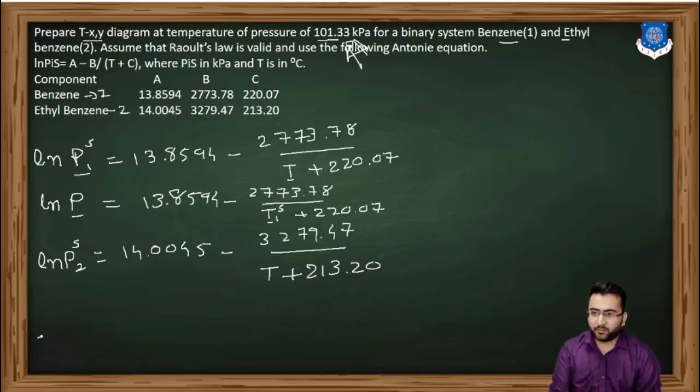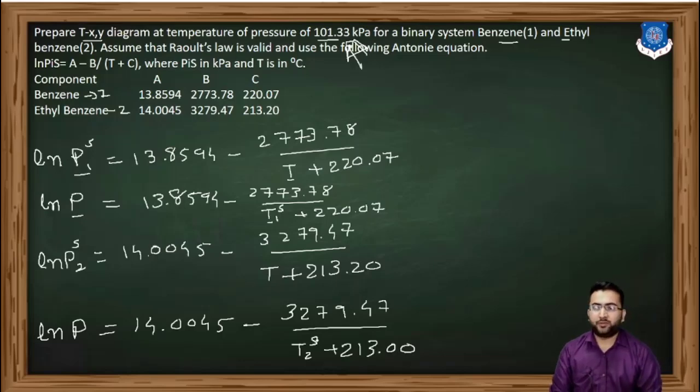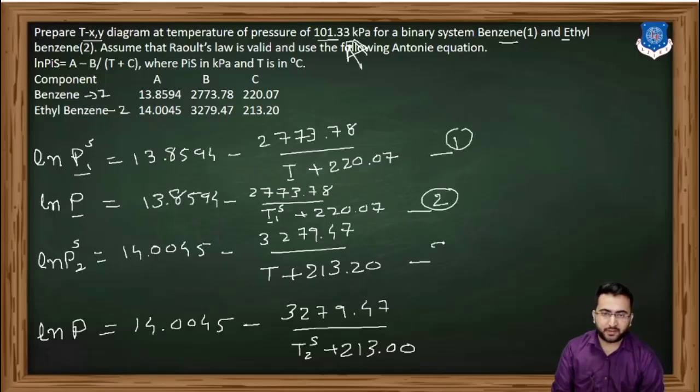Similarly for component 2, P2 saturated becomes total P. So ln P is equal to 14.0045 minus 3279.47 upon T2 saturated plus 213.20. Okay, so this is our equation number 1, this is equation number 2, this is equation number 3, and this is equation number 4.